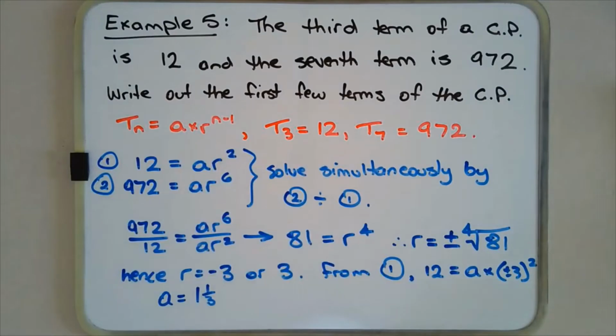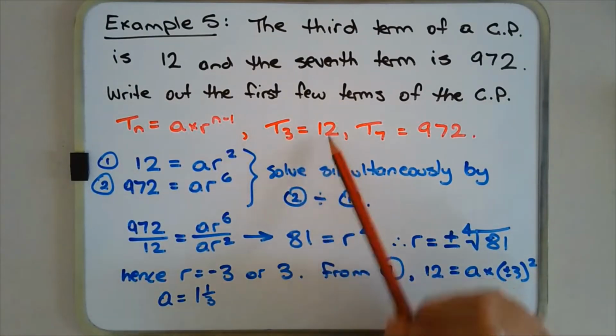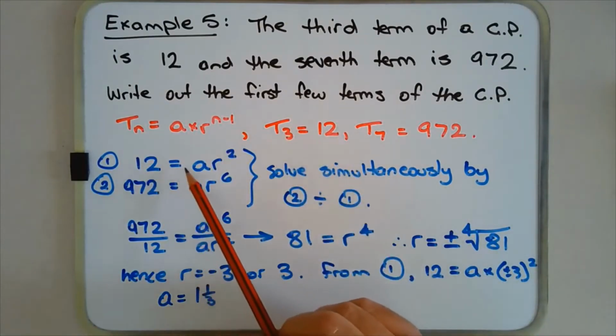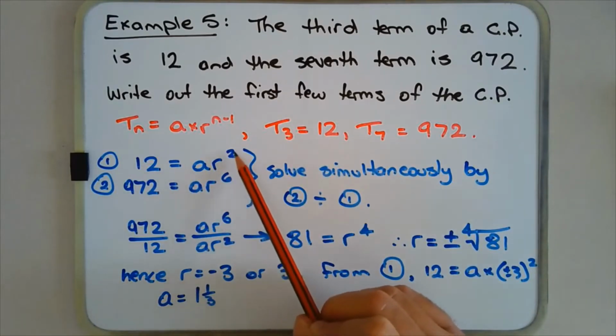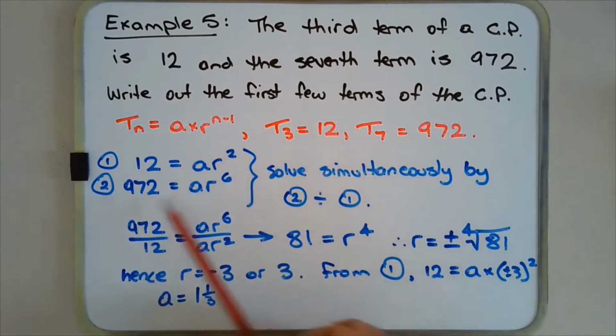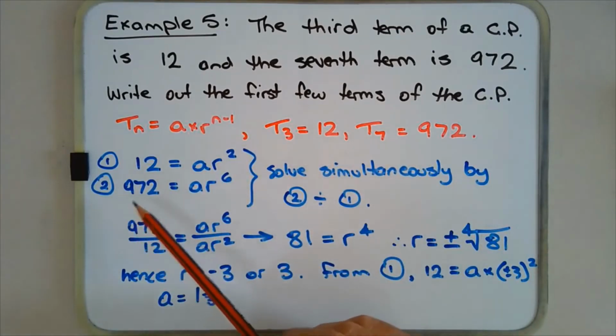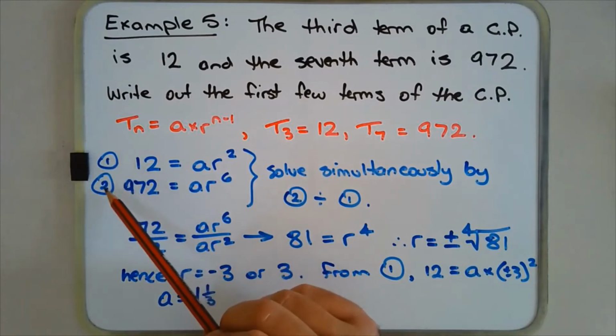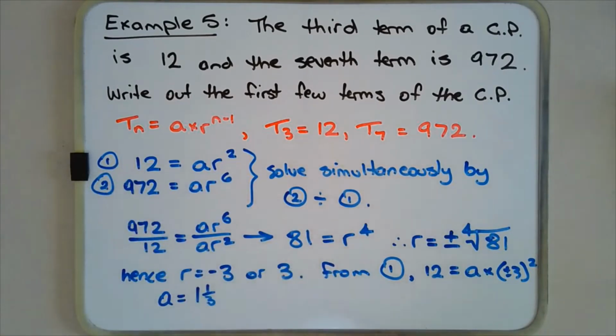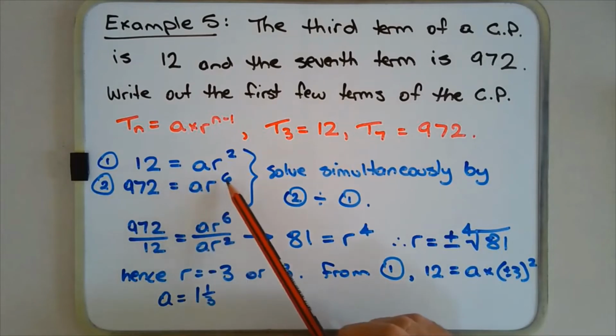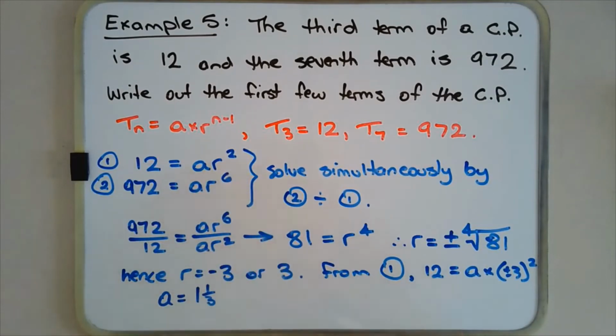So using T3 equals 12, 12 is equal to a r to the power of n minus 1, so n minus 1 in this case will equal 2, and our second equation will be 972 is equal to a r to the power of 6, so 7 minus 1 gives us 6 there. Then dividing equation number 2 by equation number 1, we can solve for r, then we can solve for a. So 972 divided by 12 is equal to a r to the power of 6 divided by a r squared.